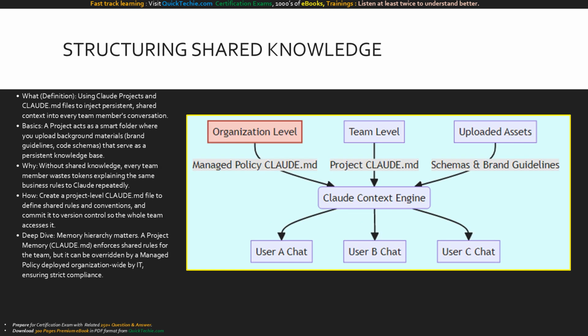To make a shared workspace effective, we must master structuring shared knowledge. A Claude project acts as a smart folder where you upload your background materials like API schemas or brand guidelines. The most powerful tool here is the Claude.md file. This file provides persistent project memory containing shared rules and conventions, and it should be committed to your team's version control. Why is this critical? Without it, every developer or marketer on your team wastes time and tokens constantly re-explaining the company's rules to the AI. By centralizing this, Claude knows the rules before your team even types a word.